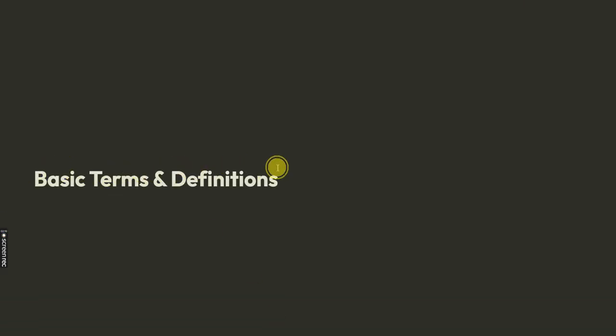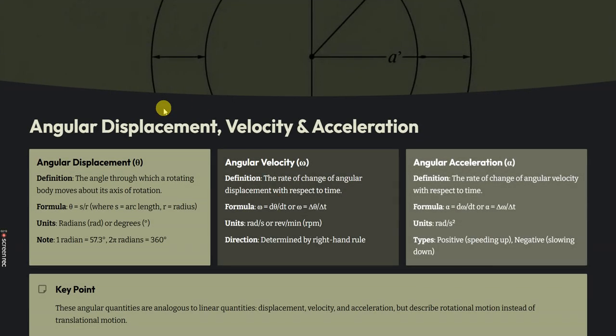Now, basic terms and definitions: angular displacement, velocity and acceleration. What is angular displacement? Angular displacement is denoted by theta. It is the angle through which a rotating body moves about its axis of rotation. The formula of angular displacement is theta equals S divided by R, where S is the arc and R is the radius of the circle.